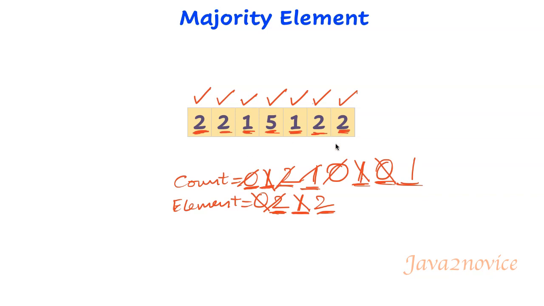We are done with all iterations. The variable element value 2 is the majority element. Just return this back. This is the logic to find the majority element in an array. Hope you understood. Let's write code now.